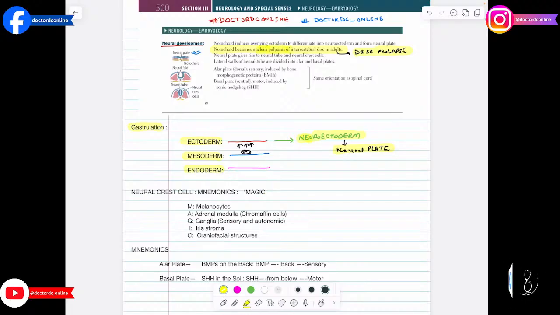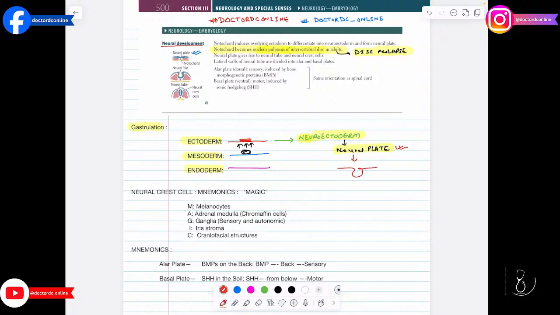Now, another main point is the neural plate. The neural plate is a flat sheet of neuroectoderm that forms above the notochord. Around the 3rd to 4th week of development, the edges of this plate elevate to form neural folds, which fuse in the midline, creating the neural tube.